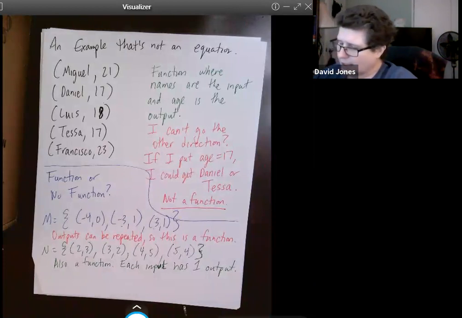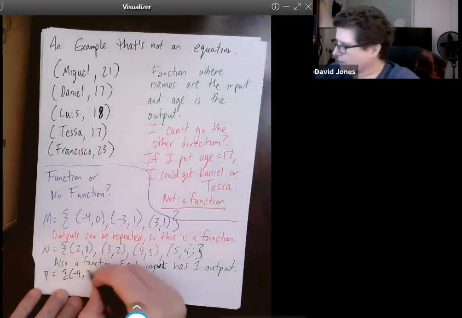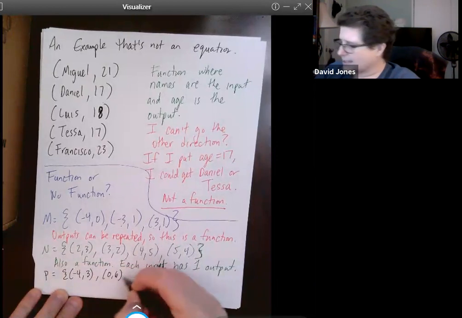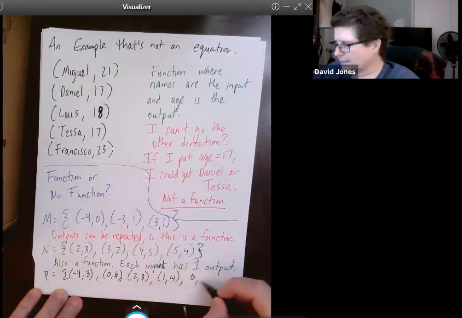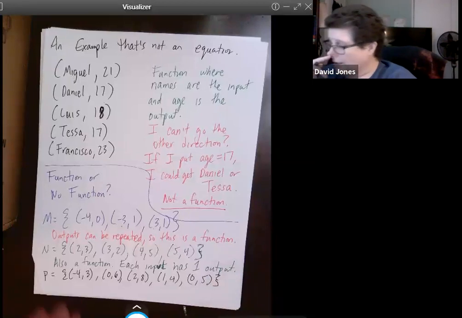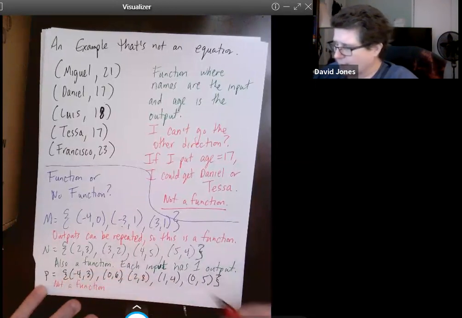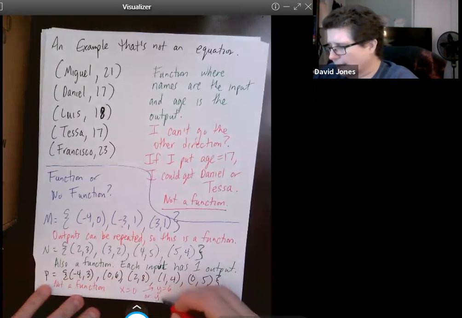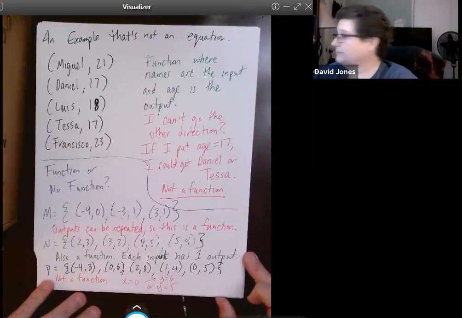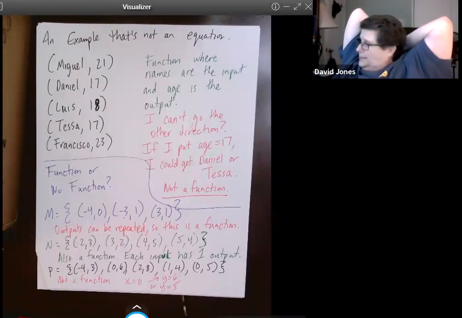And then we could look at set P: -4, 3; 0, 6; 2, 8; 1, 4; 0, 5. Set P has 5 points. This is not a function because x equals 0 leads to two y's, y equals 6 or y equals 5. We don't like that. No bueno.